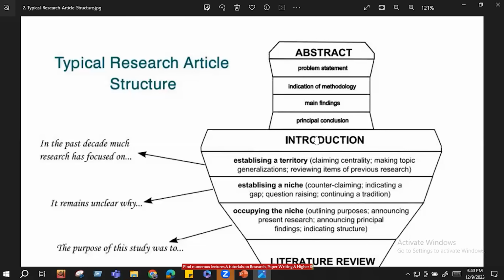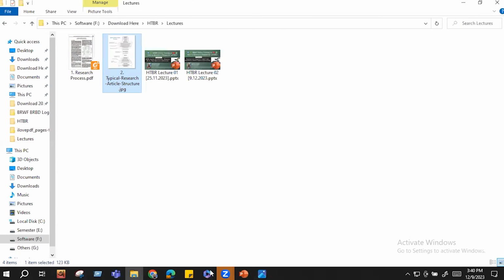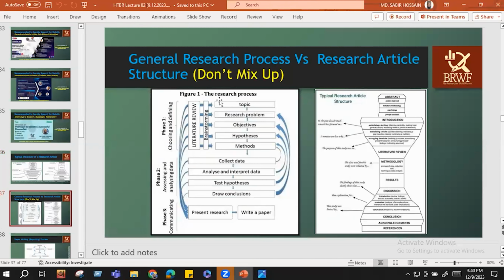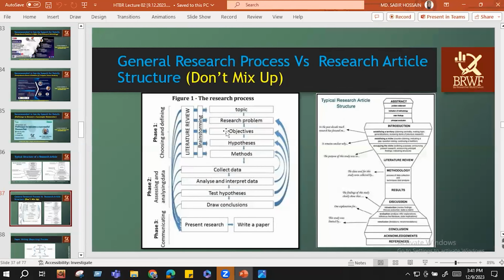So let me explain the typical structure of a research article. We have another full lecture, maybe a one-hour lecture, on the structure of a research article. But here I will just give you a few flavors, that is, how it is differentiated from the research process. The steps we see are part of the research process. You have this figure in your mind. Am I right? Just keep this.